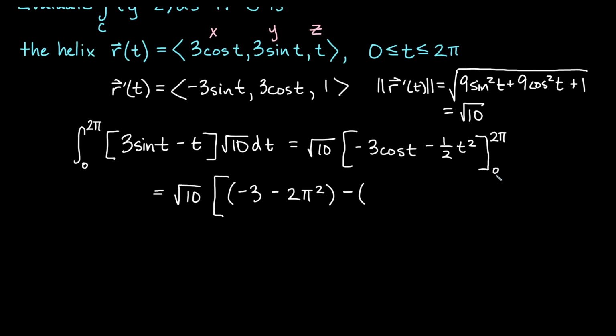And then if I plug in 0 here, I will get -3 cosine of 0. Cosine of 0 is 1, so we get -3 there. Minus 1/2 times 0 squared would be 0. You can see what happens with the 3's, right? We have a -3, but then we get a +3 there. So we just get our root 10 times the only thing left in there, right? So it looks like we'll get, let's write it, -2 root 10 pi squared, perhaps.